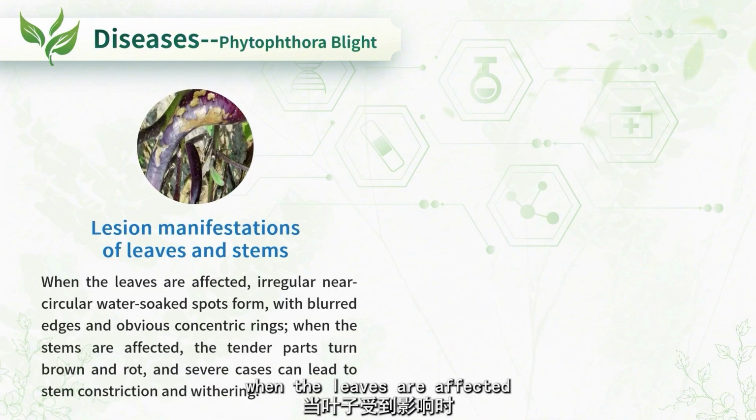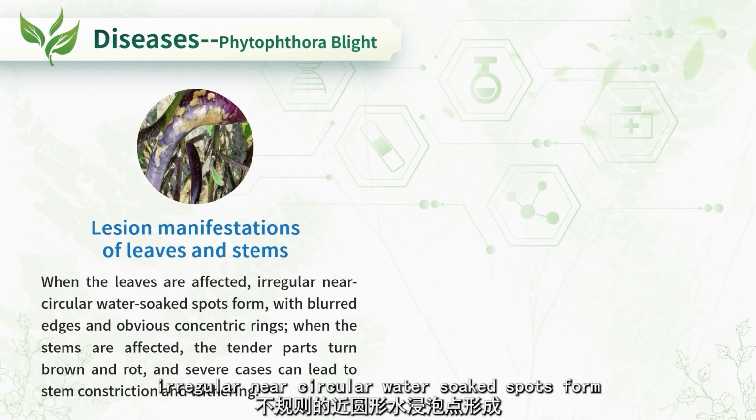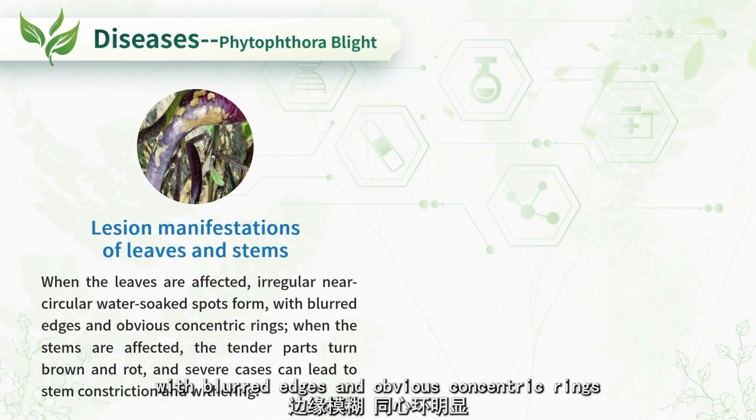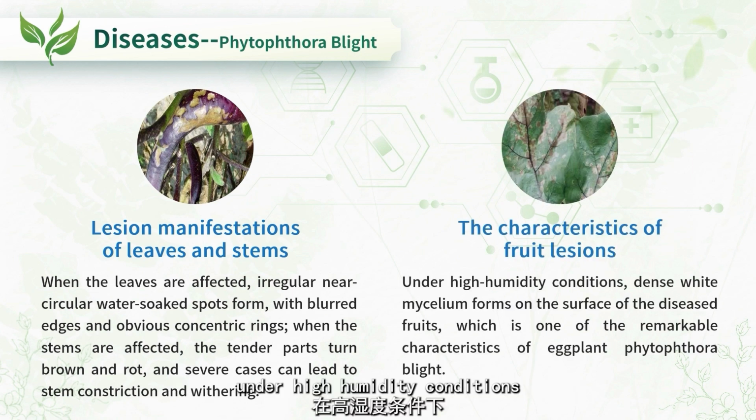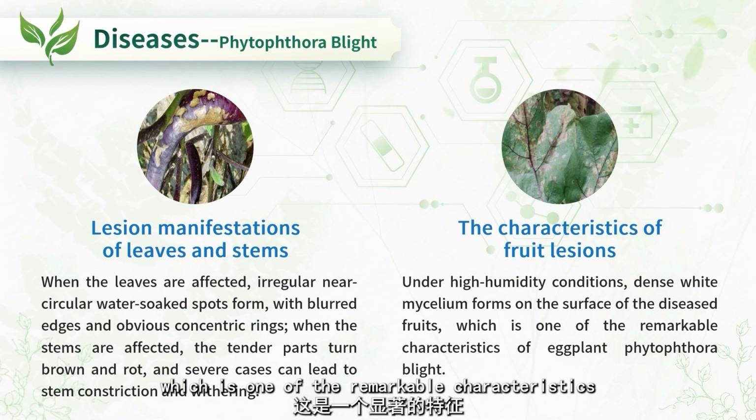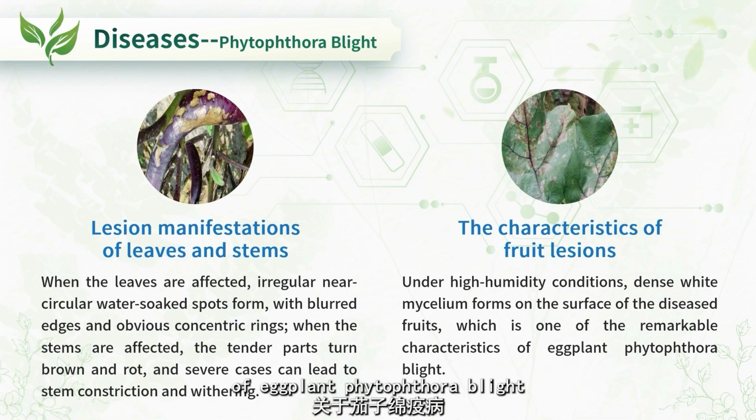When the leaves are affected, irregular near circular water-soaked spots form, with blurred edges and obvious concentric rings. When the stems are affected, the tender parts turn brown and rot, and severe cases can lead to stem constriction and withering. Under high humidity conditions, dense white mycelium forms on the surface of the diseased fruits, which is one of the remarkable characteristics of eggplant Phytophthora blight.